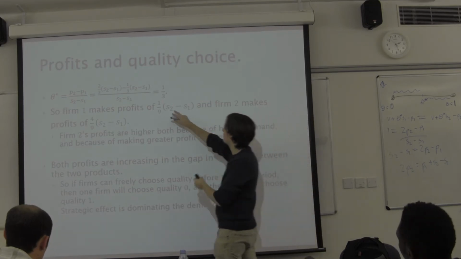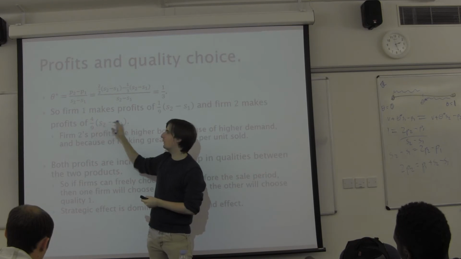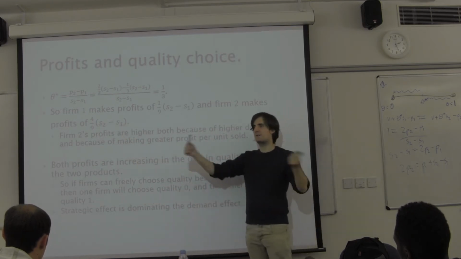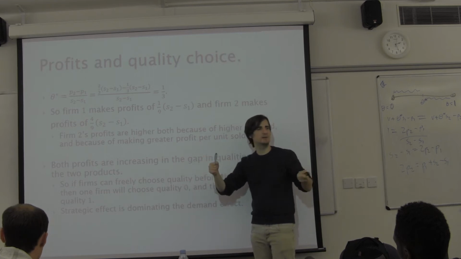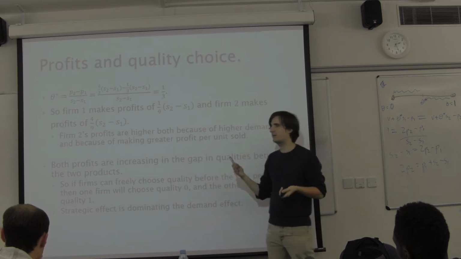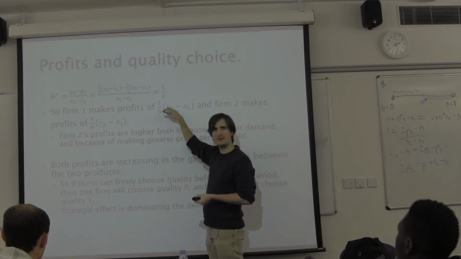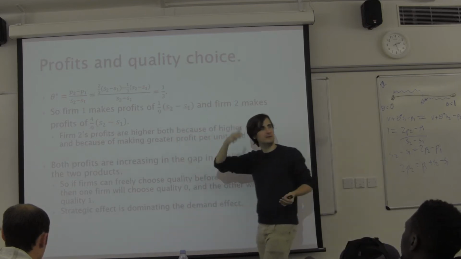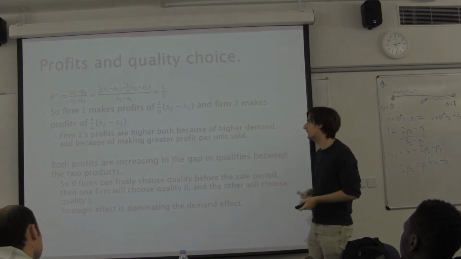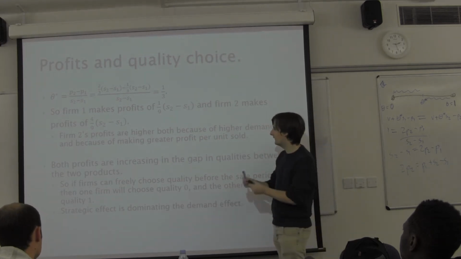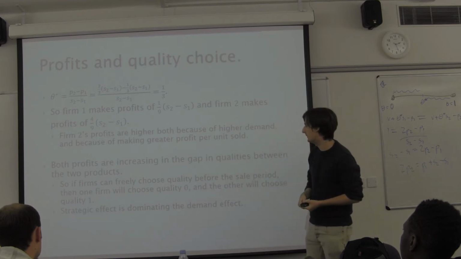And both profits are increasing this gap between the high quality firm and the low quality firm. So both firms would like this gap to be as wide as possible. Okay, so if you give Waitrose the choice about what quality to produce, it's going to choose S2 as high as possible, so maybe 1 is the maximum. If 1's the maximum, it's going to choose 1. So they're going to want to be as far apart as possible.